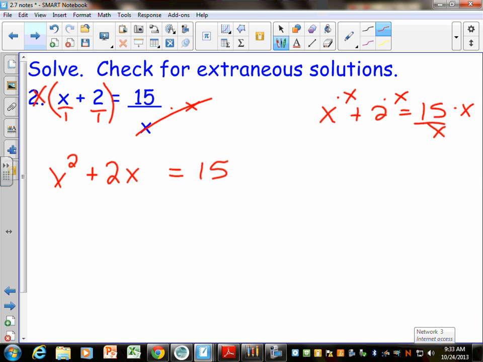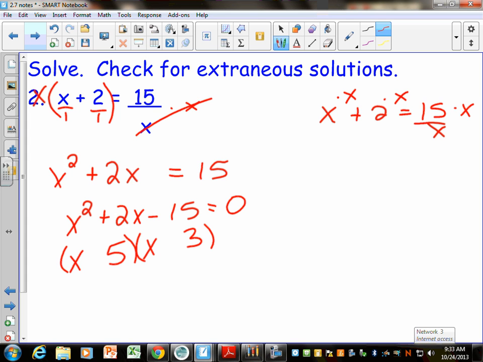It's really easy if you subtract 15 over. I love to factor. I like factoring even more than doing this other stuff, so I'm always going to factor if I can factor it. Because 5 times 3 is 15, plus 5 minus 3. So I would get x equals negative 5, x equals 3.